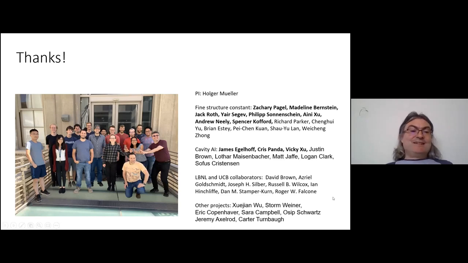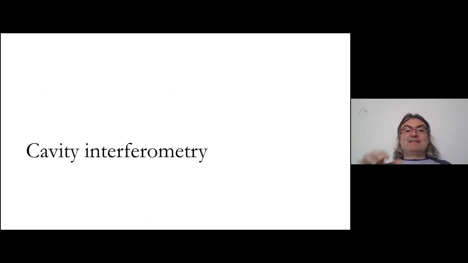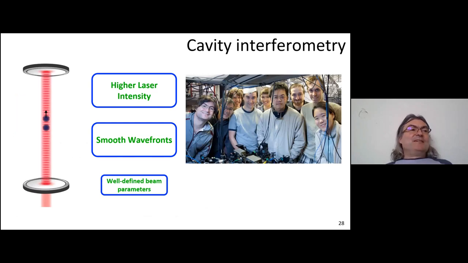I want to talk a little bit about a new paradigm in atom interferometry, where we will not measure things by dropping atoms, but by holding atoms. So I'll talk about cavity interferometry. Let's build an optical cavity around the atom interferometer. What are the benefits we get? We get higher laser intensity, we get smoother and more well-defined laser beams. So let's try that.